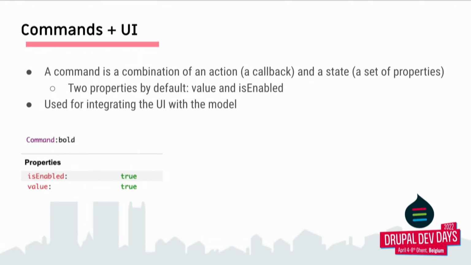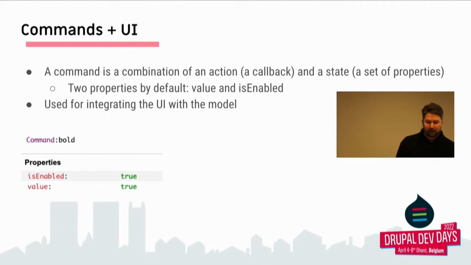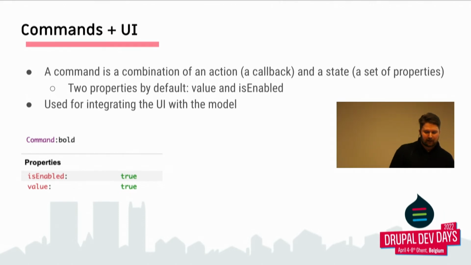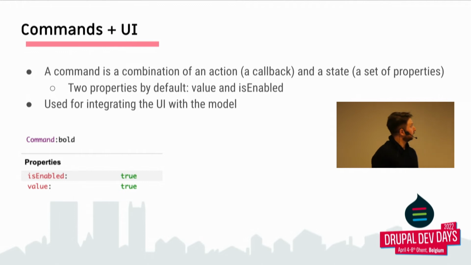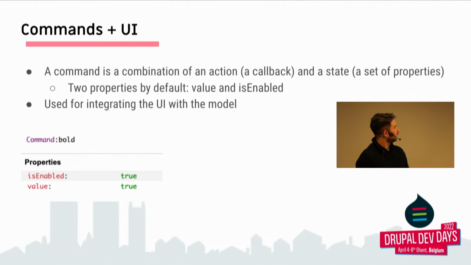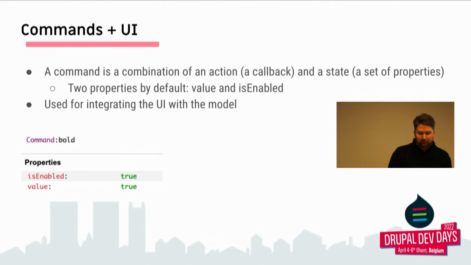So as I mentioned, the API that is exposed here is commands. And those are used for executing actions and keeping state. For instance, the bold command applies or removes the bold attribute from the selected text. Commands have two properties by default, value and isEnabled, as we can see over here. If the text in which the selection is placed has bold applied already, the value is true. And that's basically the state that we have here. If it doesn't have bold applied, it is false.